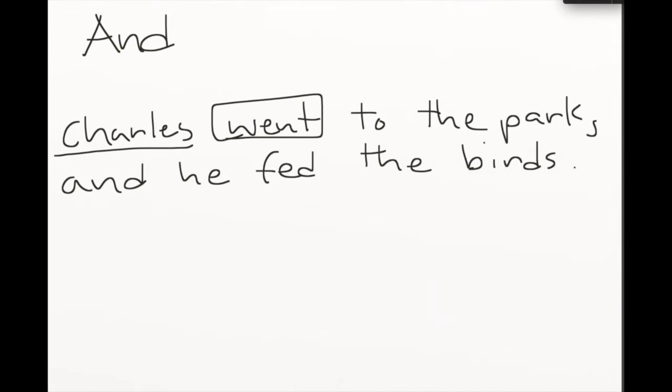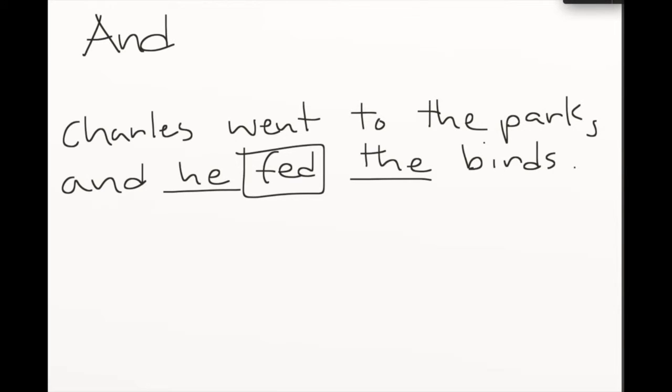Okay, so one more time, let's talk about the components. You got Charles, the subject noun, you got went, the verb, and you got the park, which is the object. That is what you need to make one full sentence. Okay, and you take a look at the next sentence that was joined. You have the subject, he, the verb, fed, the article, the, and the object noun, birds. That is everything you need for one full sentence.